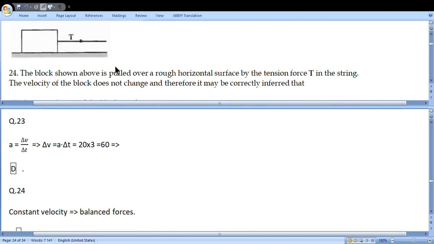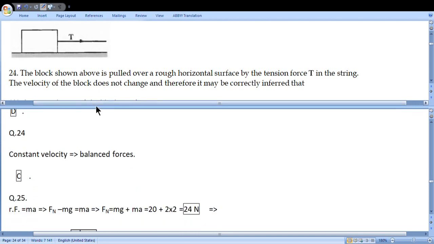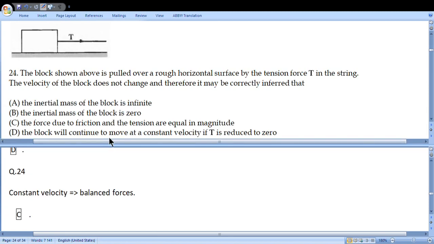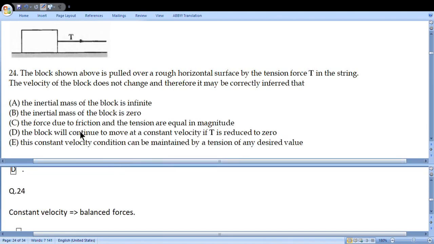The block shown above is pulled over a rough horizontal surface by the tension force T in the string. The velocity of the block does not change, and therefore it may be correctly inferred that... and let us see what we have. The inertial mass of the block is infinite. Nonsense. The inertial mass of the block is zero. Nonsense. The force due to the friction and the tension are equal in magnitude.